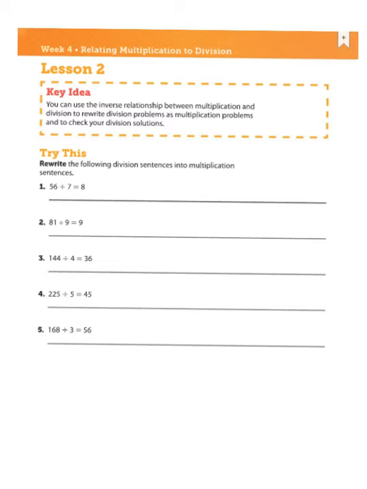So 56 divided by 7 equals 8. I'm going to turn this around into a multiplication problem. So that would be 8 times 7 equals 56, or you could have 7 times 8 equals 56. You don't have to have both answers, just one or the other. Okay? I'll skip down to number 5.